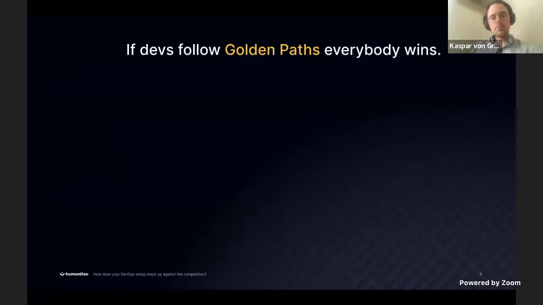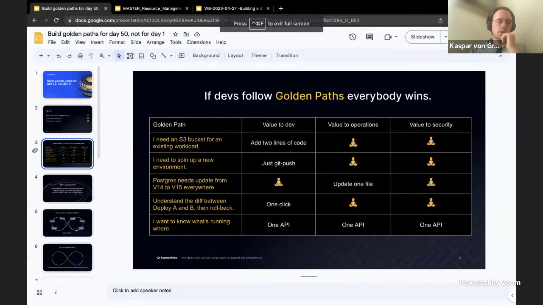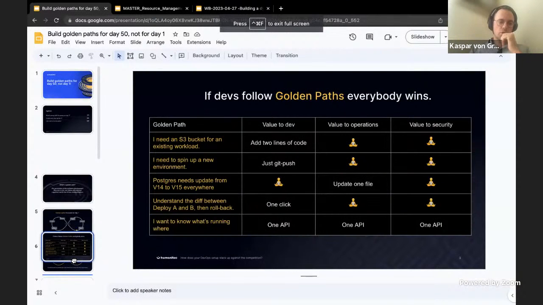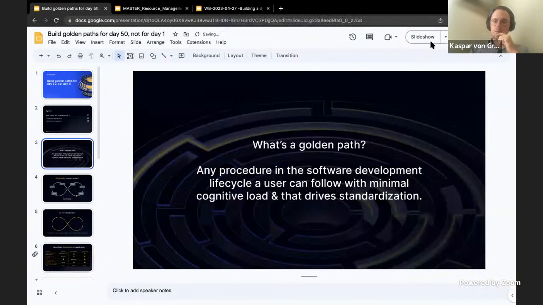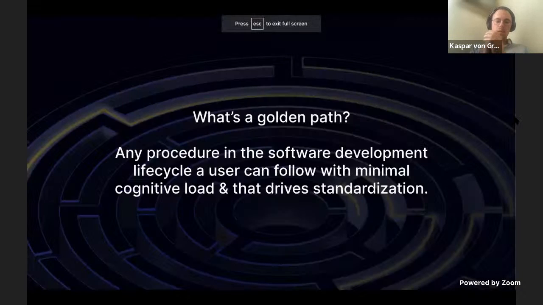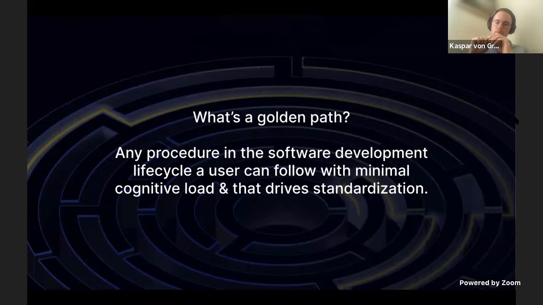Good. So I think the first thing that I want to ask is what on earth is a golden path? And my answer is it is a procedure alongside the software development lifecycle that a user can follow with minimal cognitive load. And this is an important part, it drives standardization. This sounds strange, right? And what do I mean by that? So I think it's probably best understood if you look at what's not a golden path.